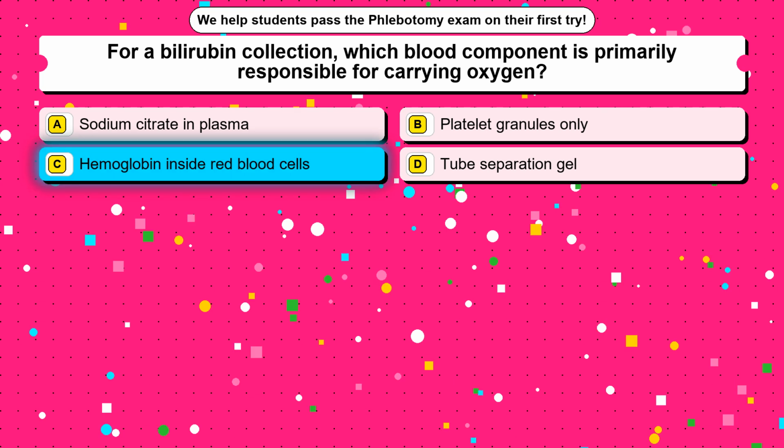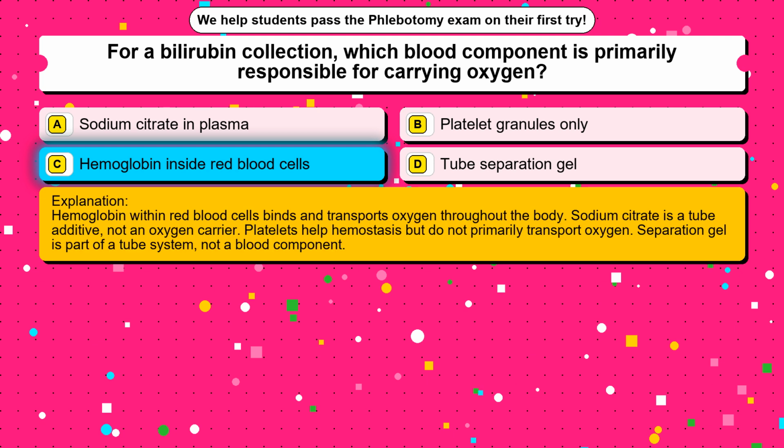The correct answer is option C. Hemoglobin inside red blood cells. Hemoglobin within red blood cells binds and transports oxygen throughout the body. Sodium citrate is a tube additive, not an oxygen carrier. Platelets help hemostasis but do not primarily transport oxygen. Separation gel is part of a tube system, not a blood component.